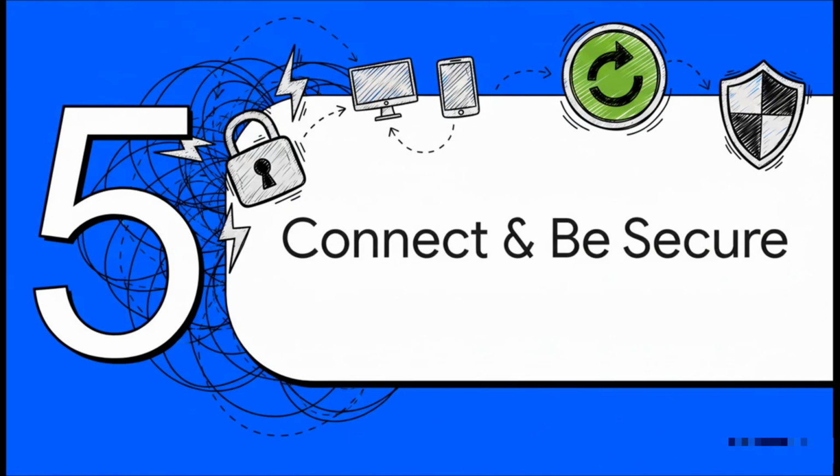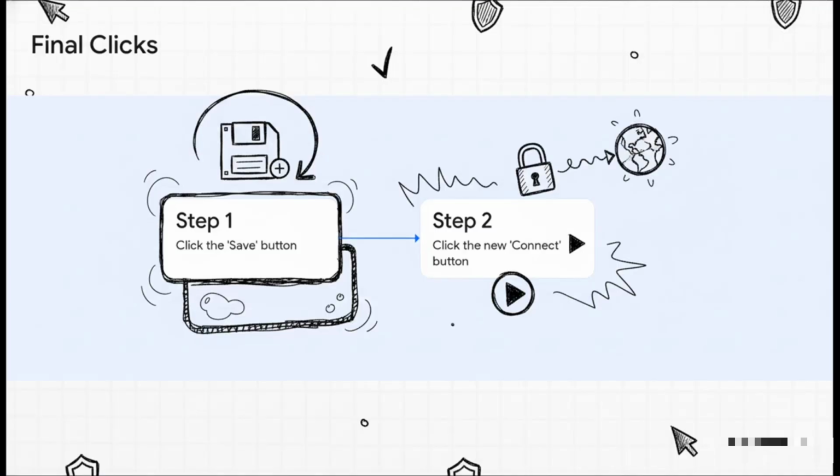We are in the home stretch now. All that's left is to save it and flip the switch. Once everything's filled in, just hit the Save button at the bottom. The pop-up will disappear, and you'll see your brand new VPN listed there. Right next to it, a big, beautiful Connect button. Go on, you know what to do.